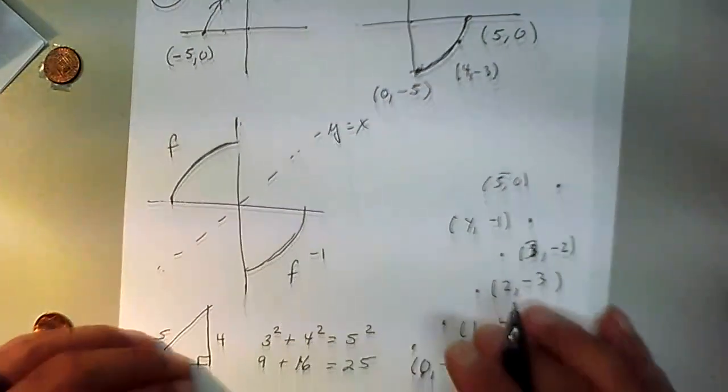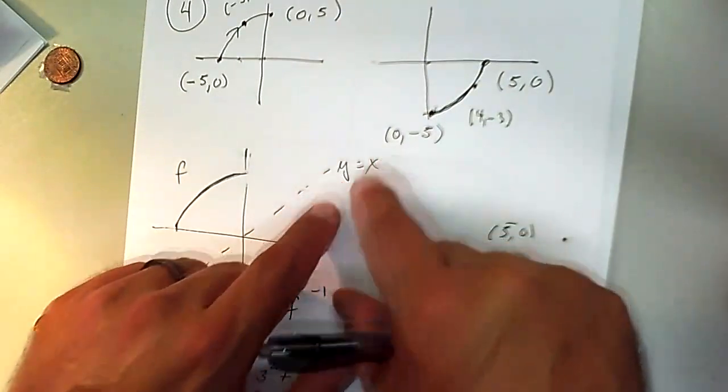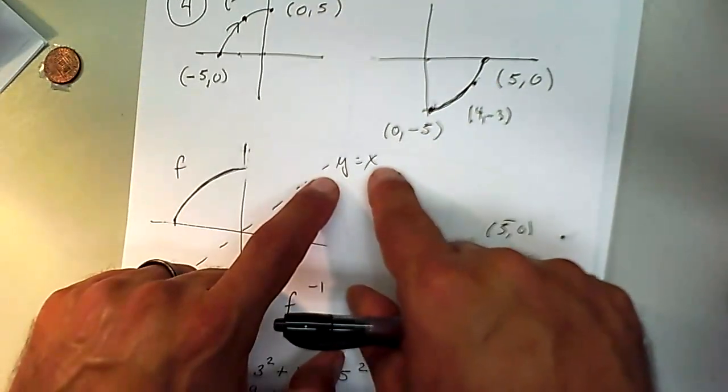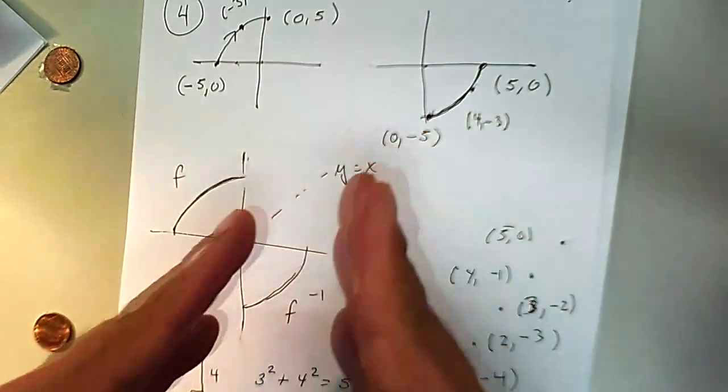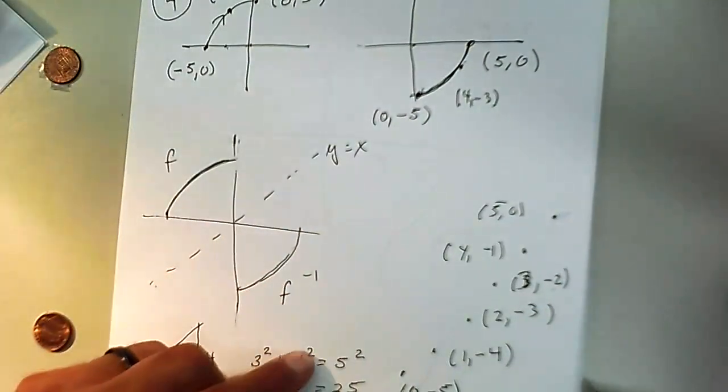And the reason is because we have to flip x and y. This line is precisely where they don't flip. It's the neutral zone, so to speak. It is where things don't change under inverse.